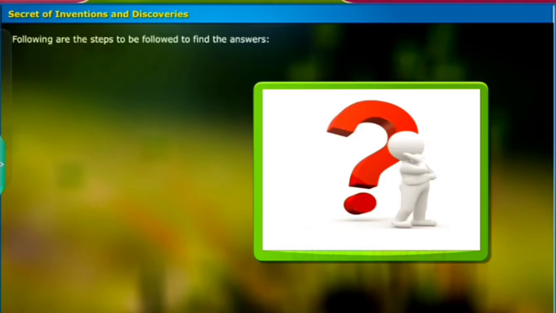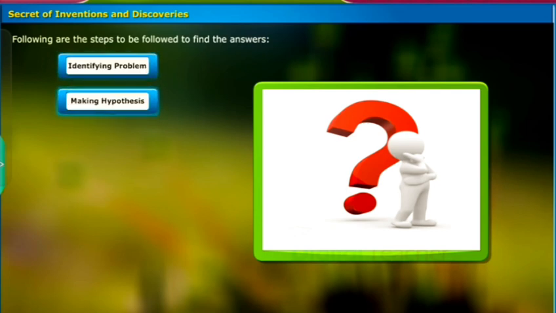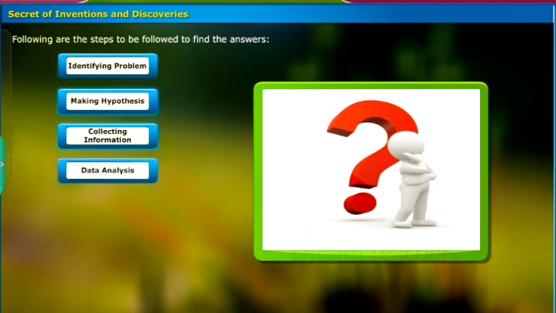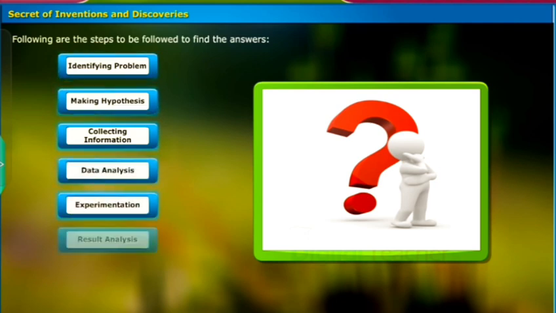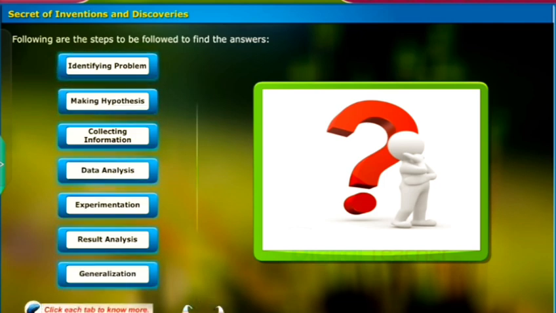Following are the steps to be followed to find the answers: identifying problem, making hypothesis, collecting information, data analysis, experimentation, result analysis, generalization. Click each tab to know more.